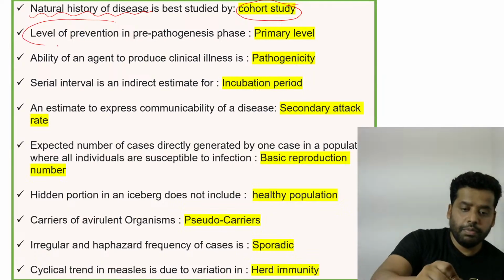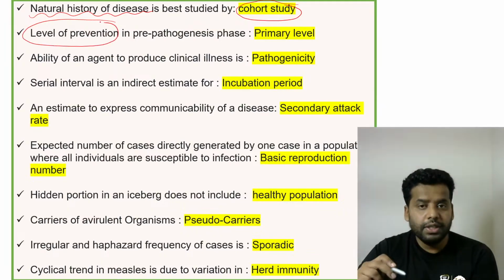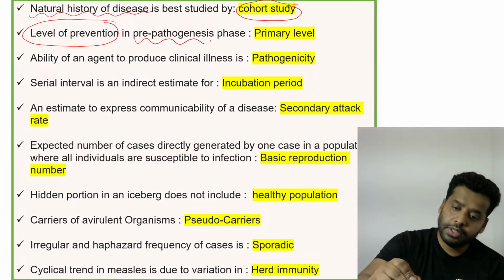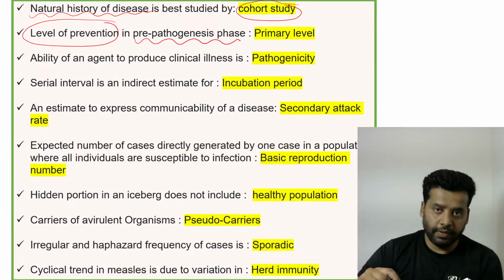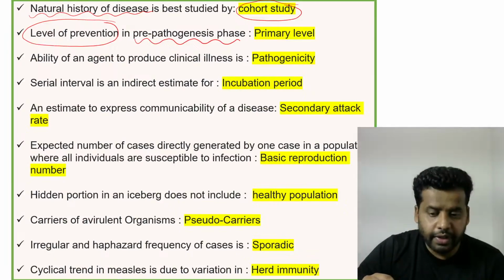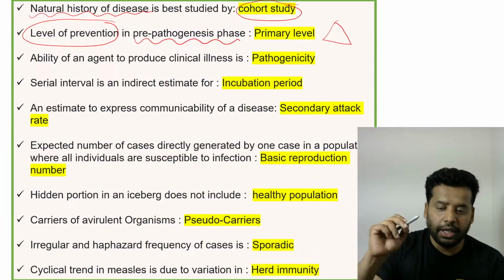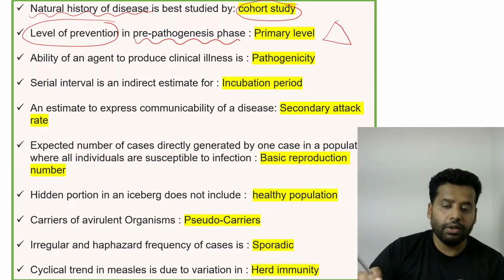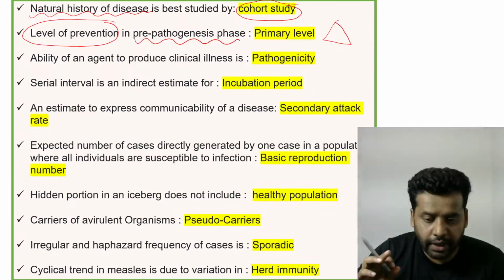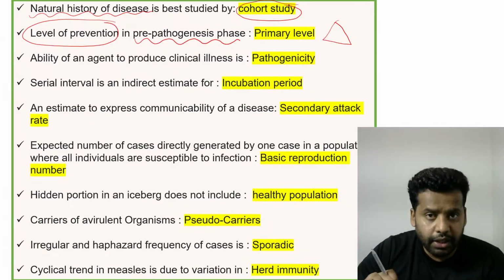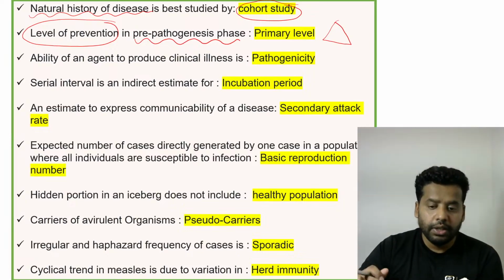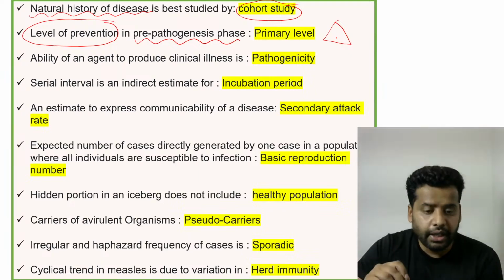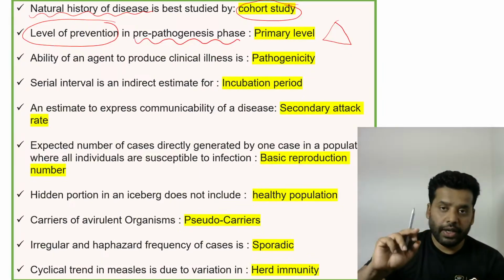Level of prevention in pre-pathogenesis phase. What is happening in natural history? There are two phases, pre-pathogenesis phase and pathogenesis phase. Pre-pathogenesis phase means there is epidemiological triad. What is epidemiological triad? Agent, host, environment. They are interacting with respect to each other. When they are interacting with each other, there is risk factor.